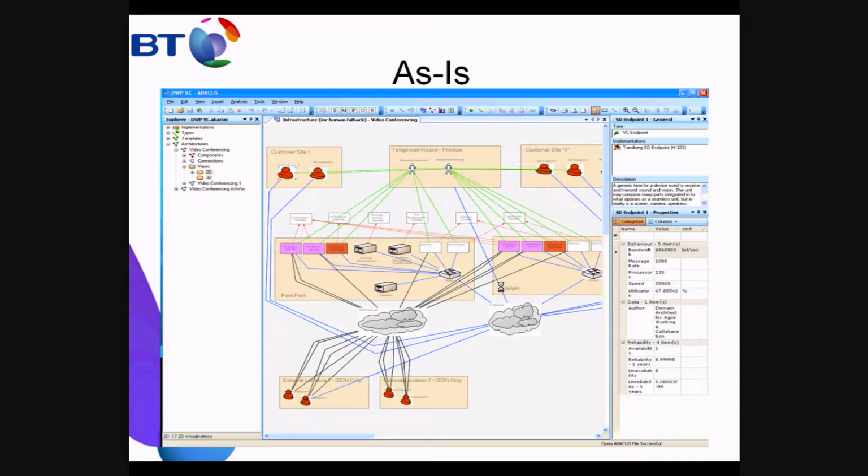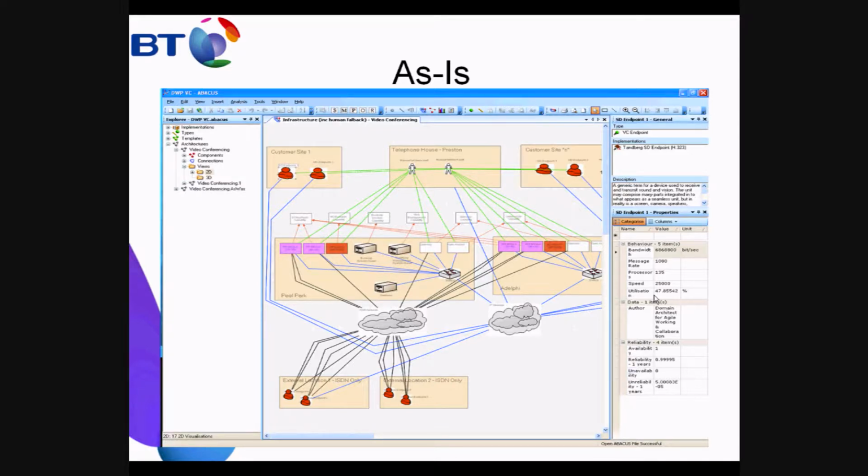So here we have the as is performance simulation. I've run the performance simulation, so now if you look down here on the right hand side, we can see the message rates, the processors and the speed, and also the utilisation. So at this message rate with 135 processors, we've got a utilisation of 47%. So this endpoint is roughly running at 50% capacity.